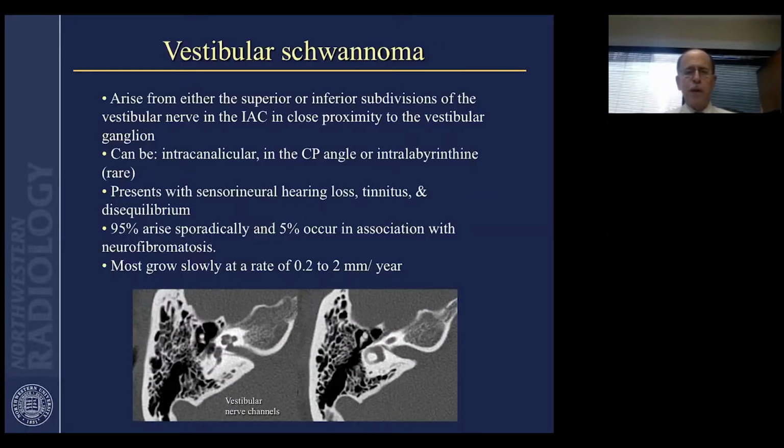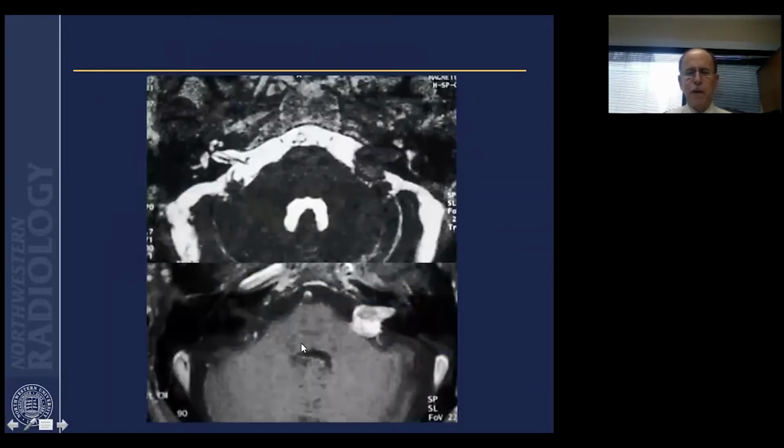Vestibular schwannomas may arise either from the superior or inferior vestibular divisions. They can be intracanalicular or present in the CP angle. They may be intralabyrinthine, although those are rare. And most grow very slowly. So I'm going to show you an example of that.